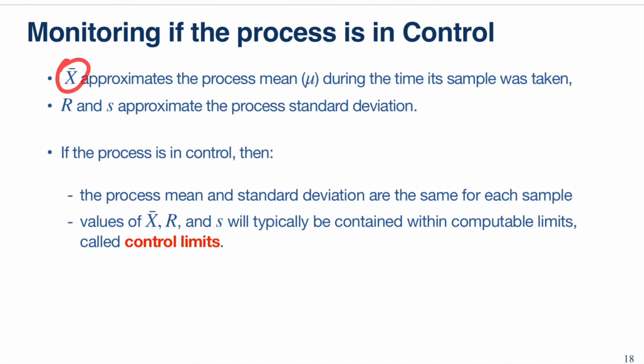Now remember that X approximates the process mean during the time the sample was taken, and R and S approximate the process standard deviation. So if the process is in control, then the process mean and standard deviation are the same for each sample. Saying that they are the same means that X, R, and S will be contained within some computable limits, and those are called the control limits.